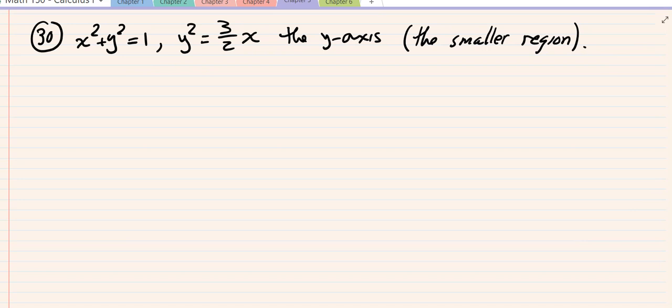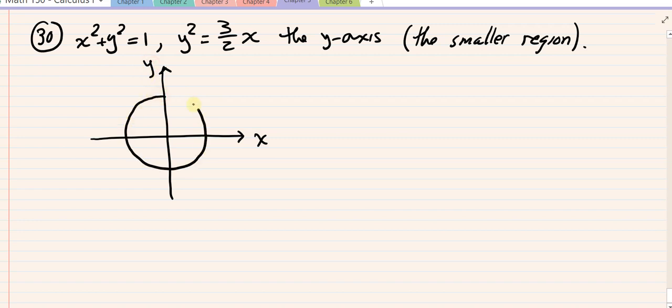All right, so this is number 30 now. If I graph this thing, the first one we recognize as the equation of a circle. In fact, the unit circle, right? Center at 0, 0, radius 1. So that one is going to look something like this, the unit circle.